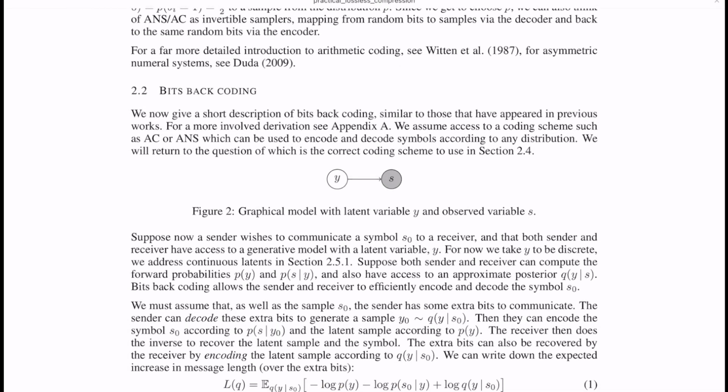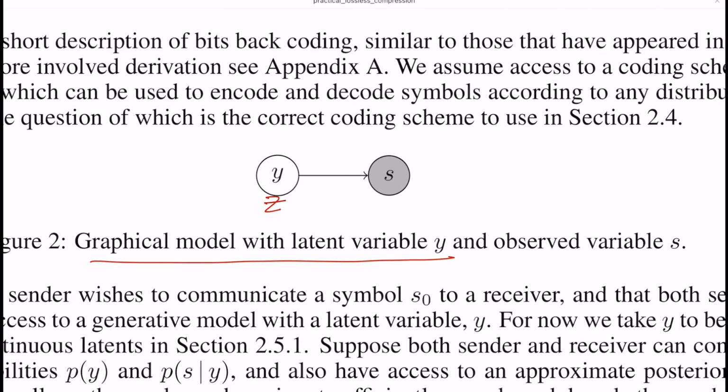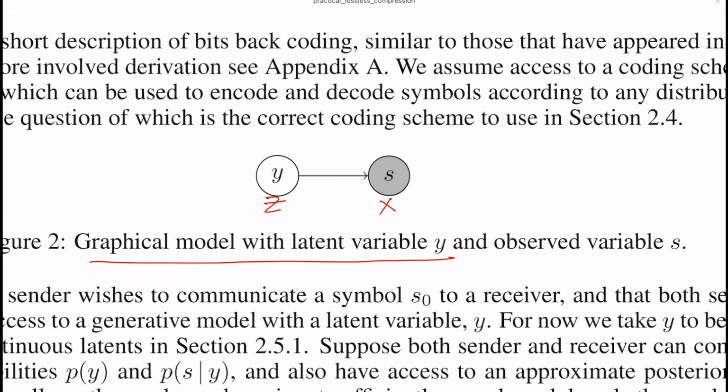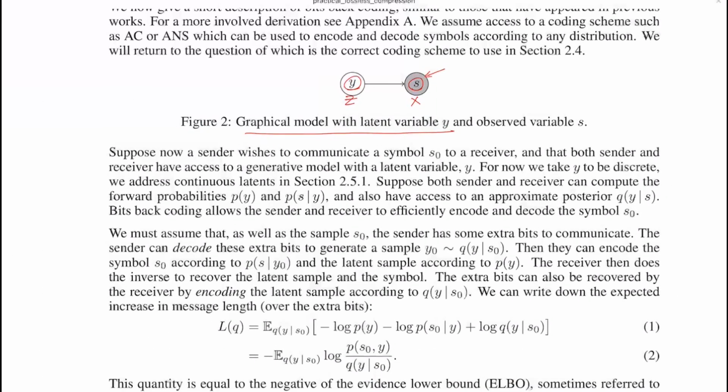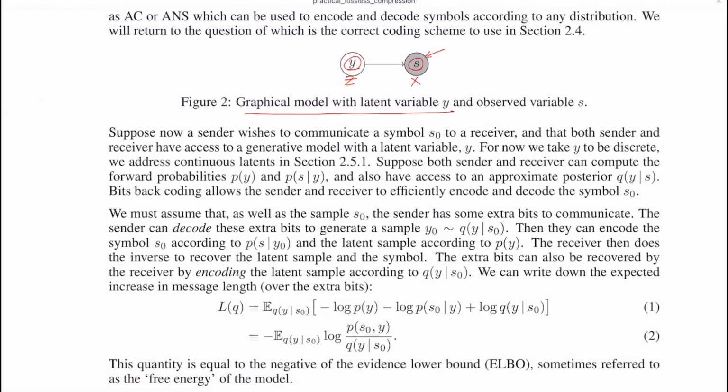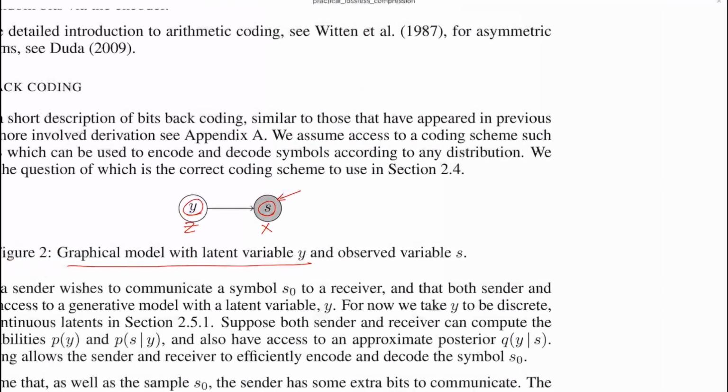Now, let's see how this compression worked. We discussed the graphical model, right? I call this Z and I call this X. I'm going to stick from now on to this convention, where this one is the image, the symbol, and this is the latent variable. And let's start to understand how compression would work in this case.